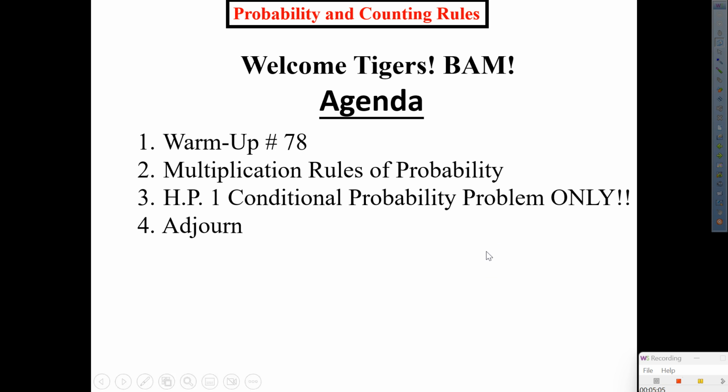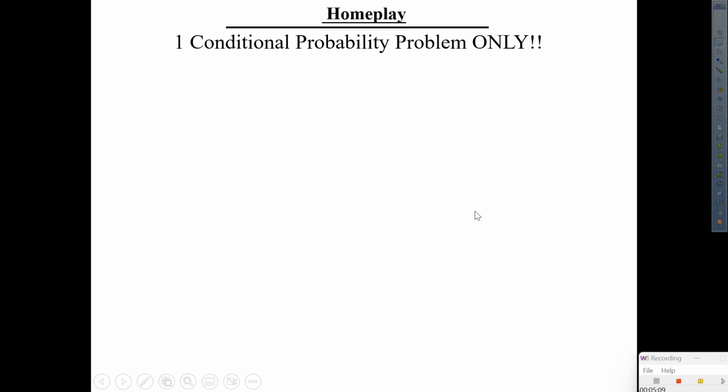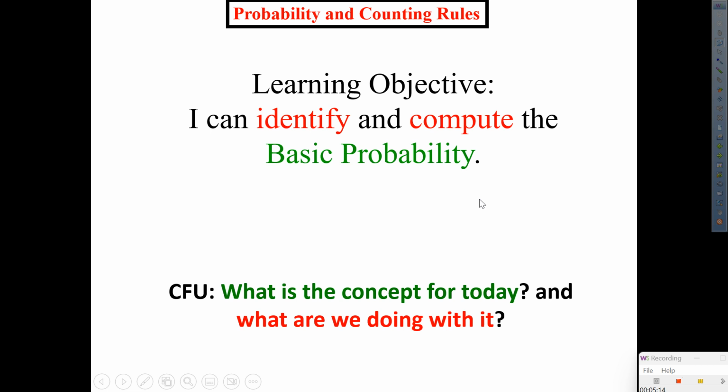With that said, you had the weekend off, but tonight is only one conditional probability problem. I'll show you that in a little bit. Our objective for today: I can identify and compute basic probability. We're still in this section of basic probability. I can identify and compute basic probability.